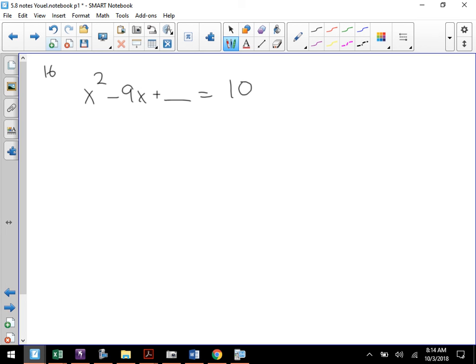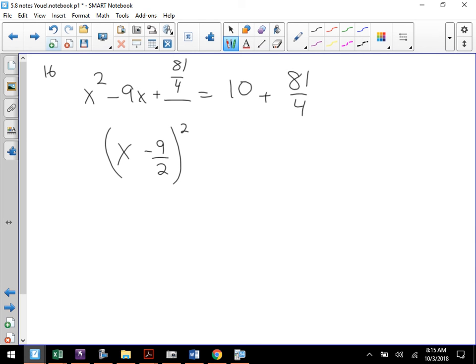Now I go through the process. First thing is to take half of B. Half of negative 9 is negative 9 over 2. That will just drop into my parentheses, and I get x minus 9 over 2. When I square that, I get 81 over 4. Okay, be all right with that?